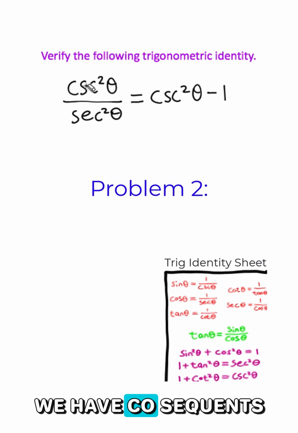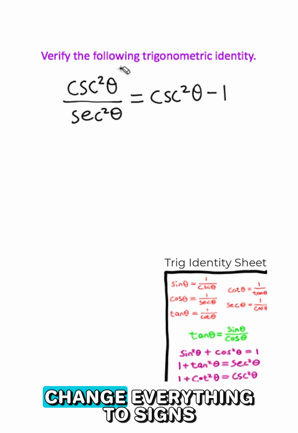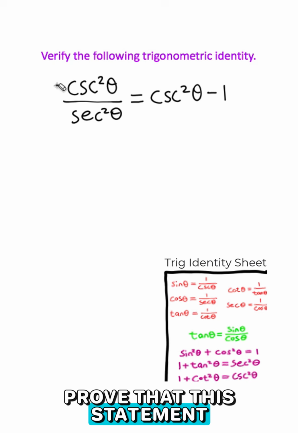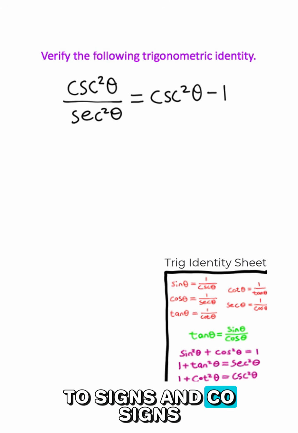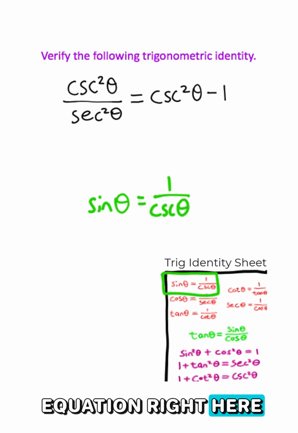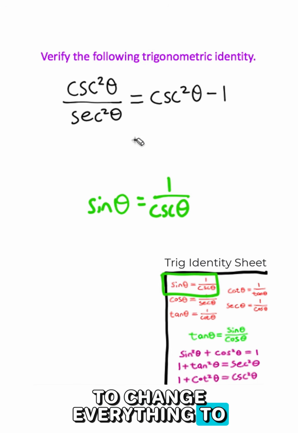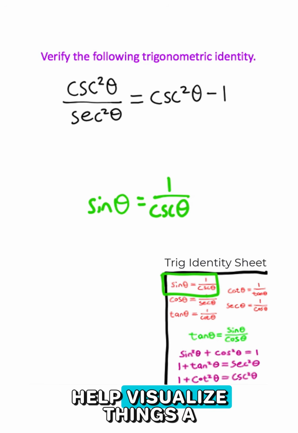So in this case, we have cosecants and secants, and we're trying to change everything to sines and cosines. Well, at least that's going to be our first step, because we're trying to prove that this statement is true. So to change everything to sines and cosines, I'm going to use this equation right here. This tells us that the sine of theta is 1 over cosecant. By the way, you don't always have to change everything to sines and cosines, but a lot of times it will just help visualize things a lot better.